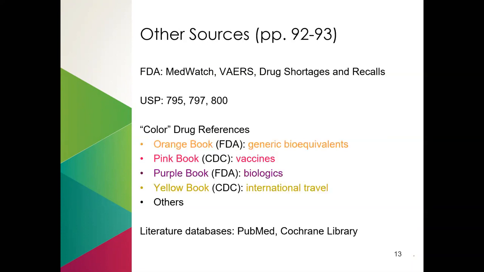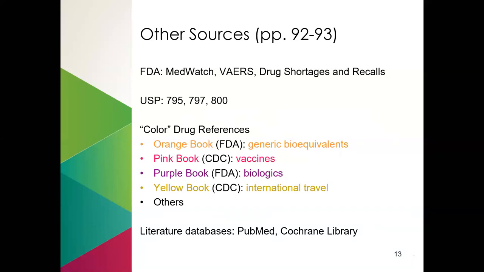And a few other sources that are good to know about. Through the FDA, there's MedWatch for adverse reactions. The VAERS is for reporting vaccine reactions. And drug shortages and recalls will have daily updates of any new shortages or new recalls nationwide. The color drug references all have a different genre of information. Orange book is for approved bioequivalents. A pink book has information on vaccines. Purple book is biologics. And the yellow book has information on international travel, any medications or vaccines you might need.